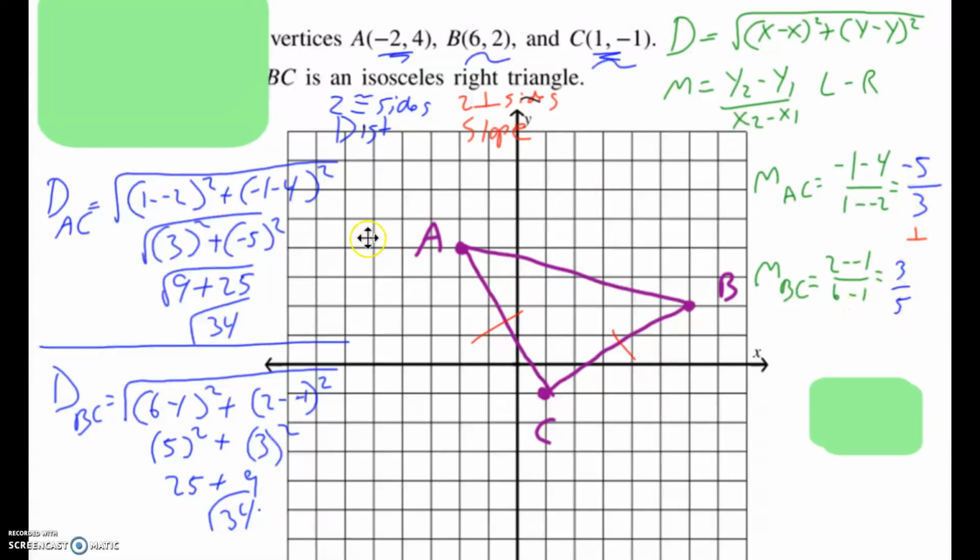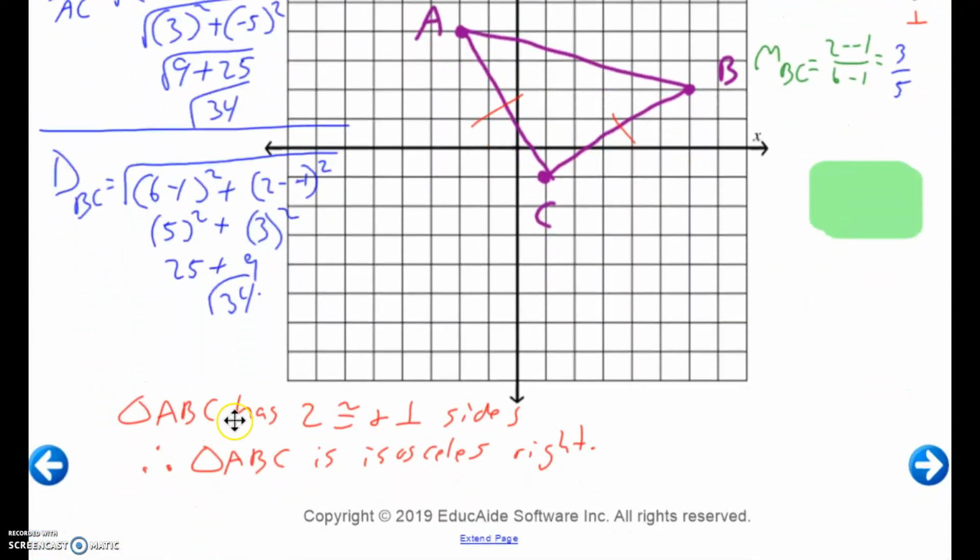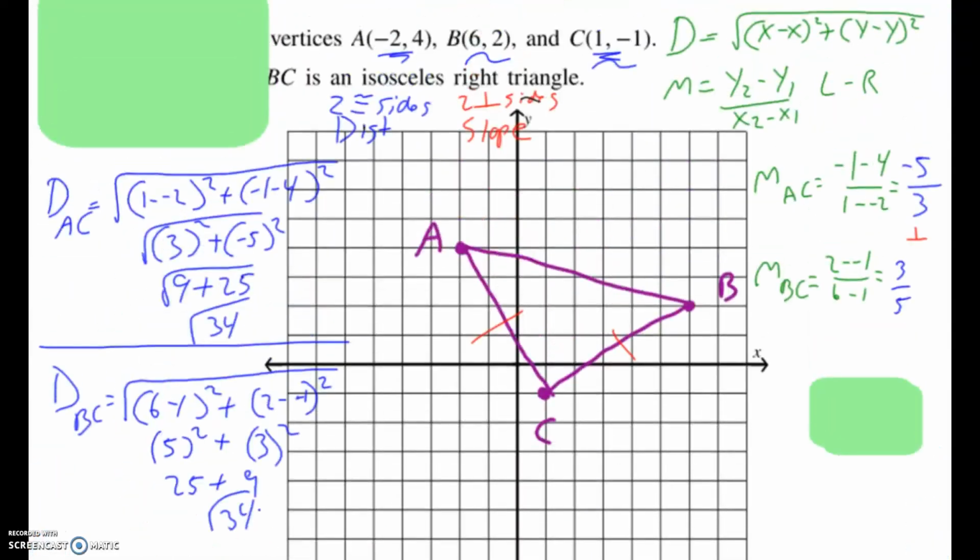After you do all the math for coordinate proofs, you got to write a statement. So here's my concluding statement. Triangle ABC has two congruent and perpendicular sides. This is the symbol. Therefore, triangle ABC is isosceles right. So if you know your formulas and know what they do, these coordinate proofs are very doable.